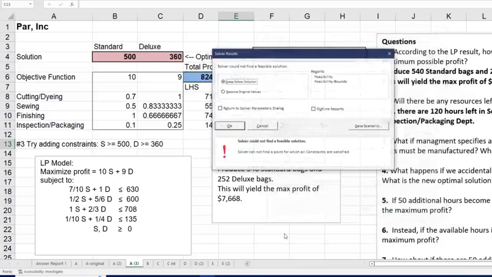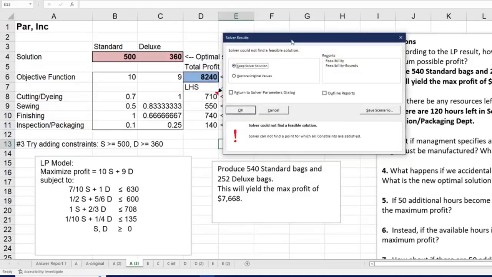So I can say solve, and no, this is worse than that. So there's no solution. Oh, okay. So it's just not possible to solve this. It says Solver could not find a feasible solution. That means there are no values that satisfy all of the constraints, because the two new constraints just broke this thing. It's not possible to produce at least 500 and at least 360 without violating some other constraints.